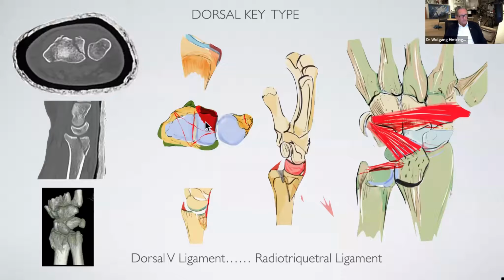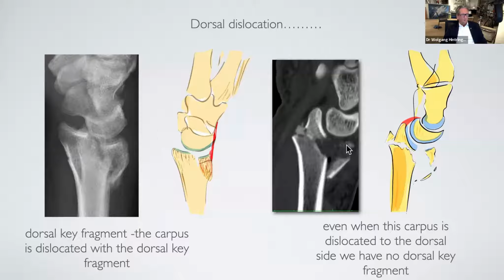The next type is a dorsal key type. You see here the whole carpus dislocates with the dorsal fragment on the dorsal V ligaments to the dorsal side, and the volar ligaments are ruptured. You can see it here on the axial CT scan and on the side view of the CT scan. Here we have two pictures. Both seem to be a dorsal dislocation of the carpus, but this one is a real dorsal key fragment because the carpus is dislocated with the key fragment to the dorsal side.